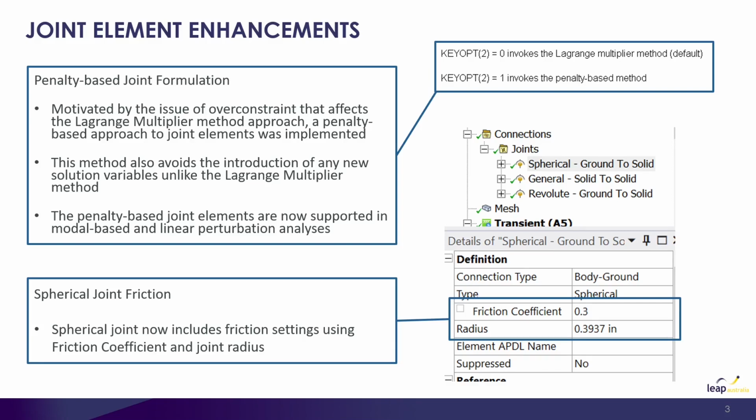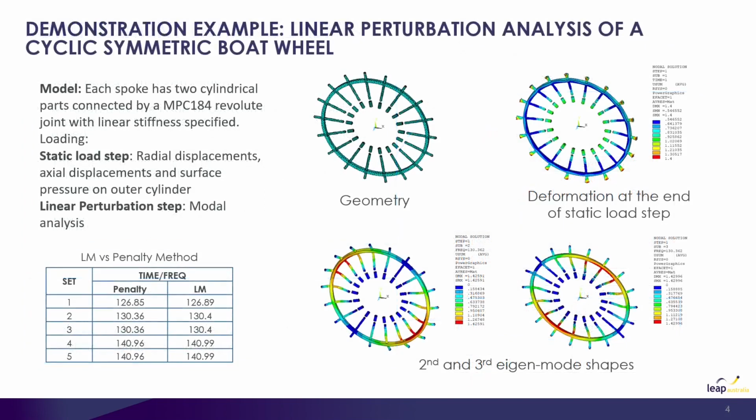And I've got an example on the next slide to showcase how the effect on your results is going to be minor. Just before I move on, spherical joints, you can now define friction using a coefficient and radius under the details of the joint. Here we see the linear perturbation analysis example, these revolute joints run around the circumference of this model. In the bottom left, you see the results for the penalty-based and Lagrange multiplier formulation. Really, really minimal effect on the results there.